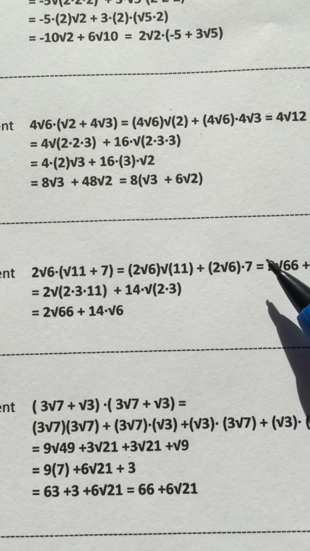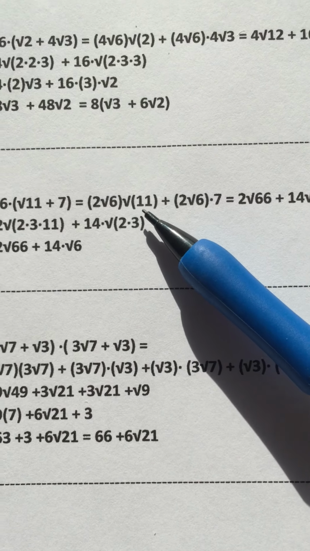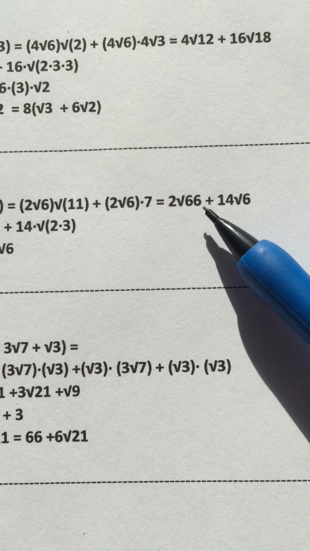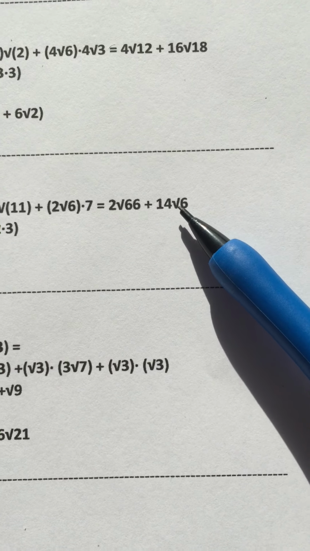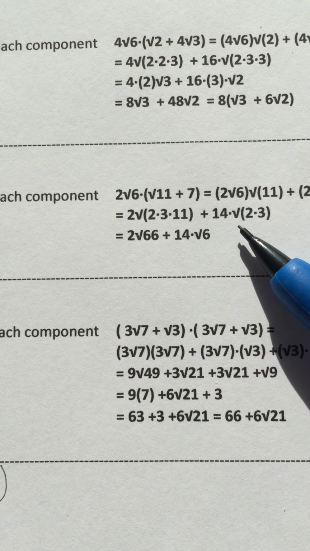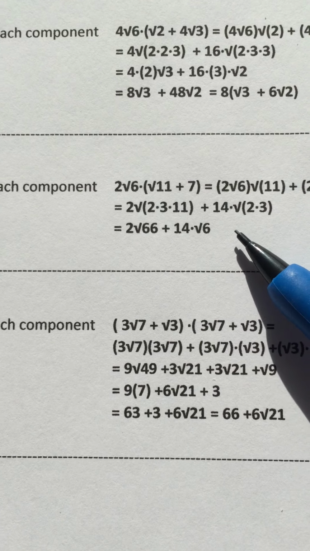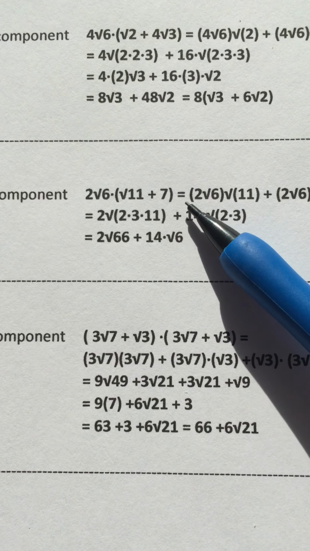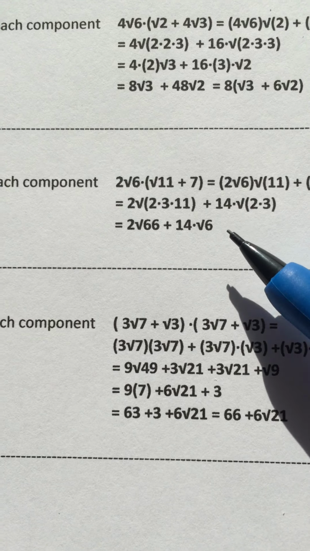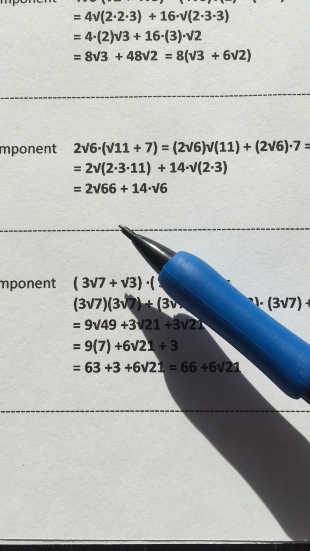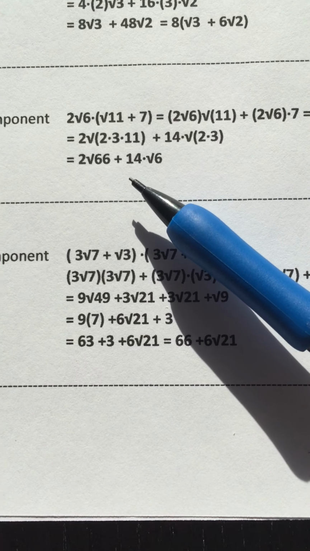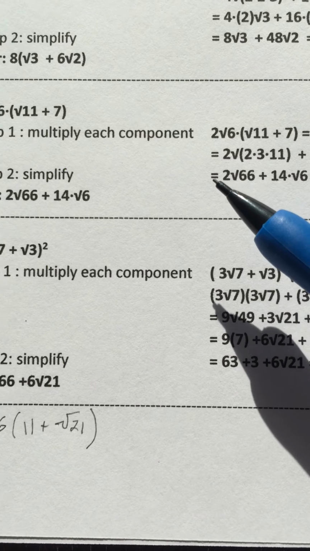Number 15, 2 square root of 6 times square root of 11 plus 7, multiplying each term through. So I'm going to get 2 square root of 6 times the square root of 11, and 2 square root of 6 times the 7. So 2 square root of 66 plus 14 square root of 6. Really, there are no common factors, nothing that pairs up. But I do have a 2, 3, and 11, and there I have a 2, 3. So I have 2 square root of 66 plus 14 square root of 6.